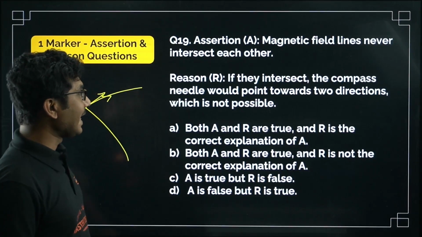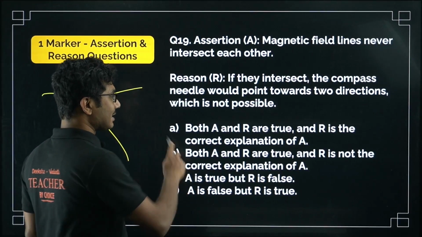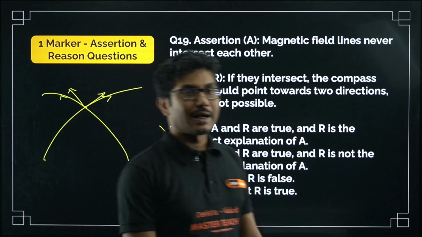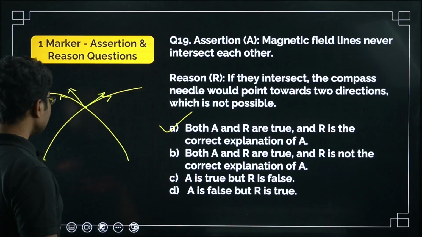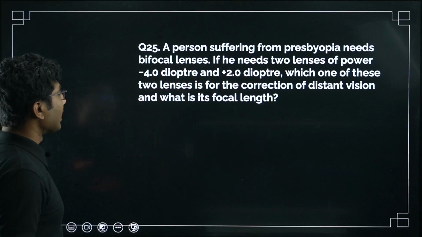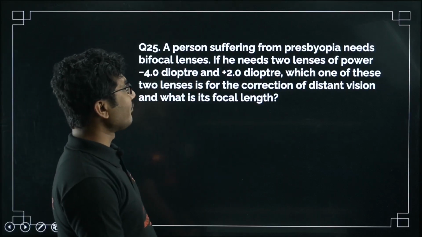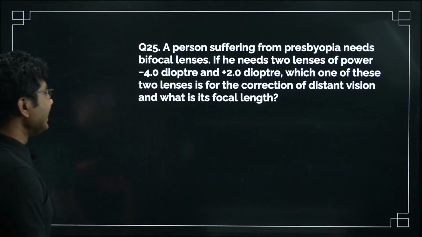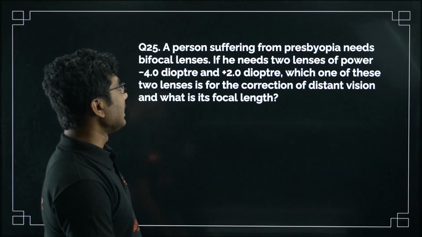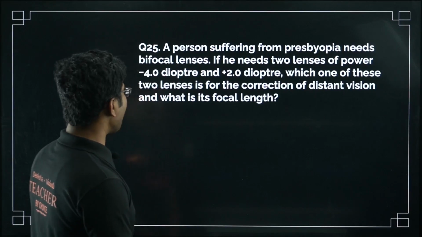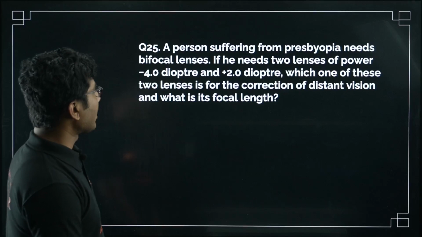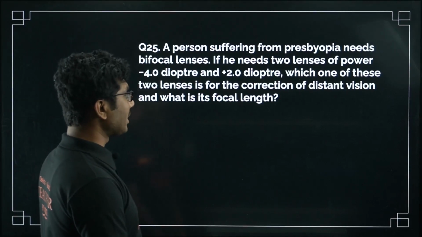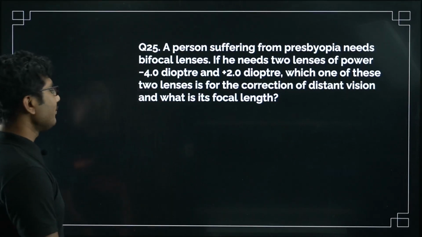So both A and R are true, and R is the correct explanation of A. Yes, correct explanation. So option A is the correct answer. Now let's move on to the 2 marker section. A person suffering from presbyopia needs bifocal lenses. If he needs 2 lenses of power -4 diopter and +2 diopter, which one of these 2 lenses is for the correction of the distant vision, and what is the focal length?